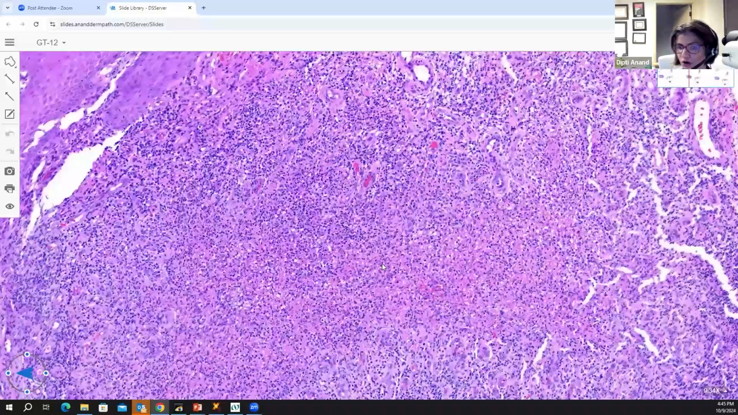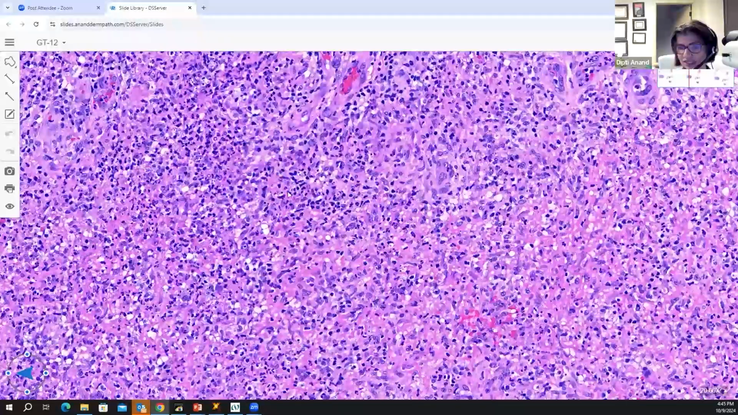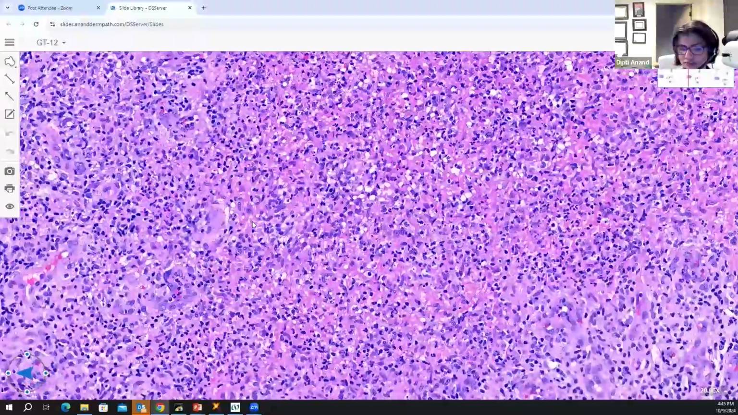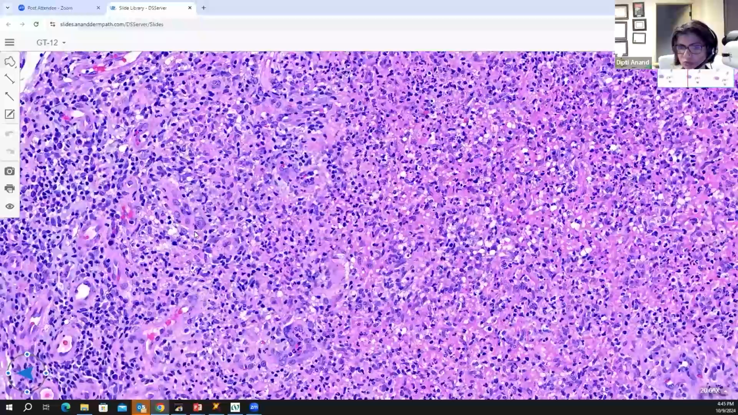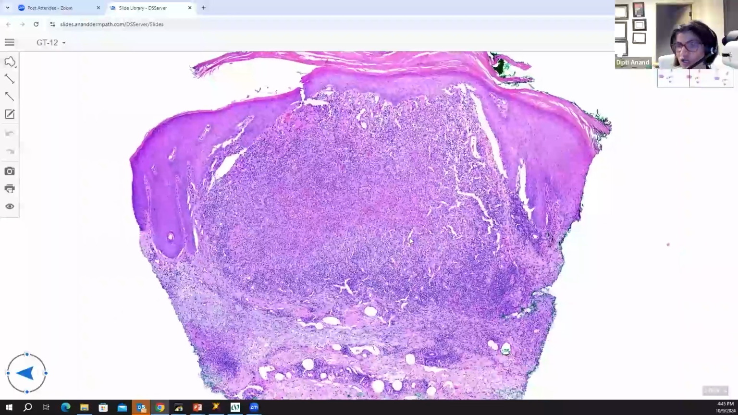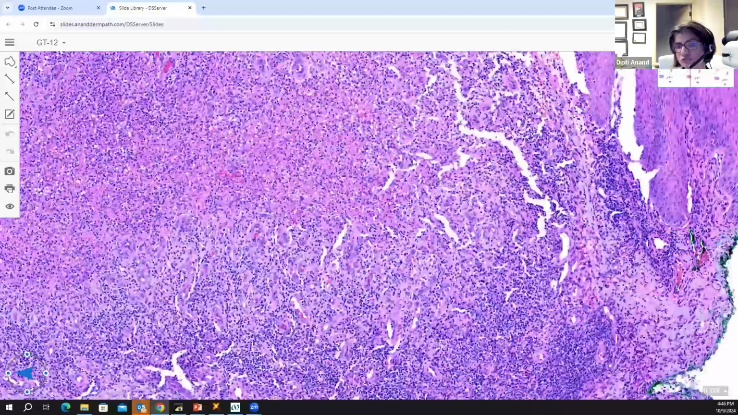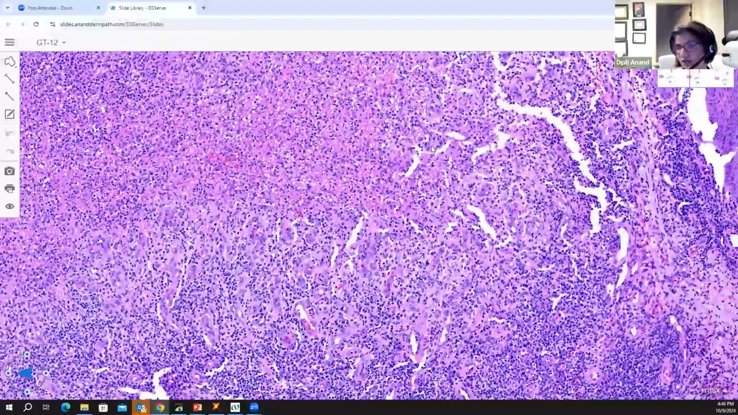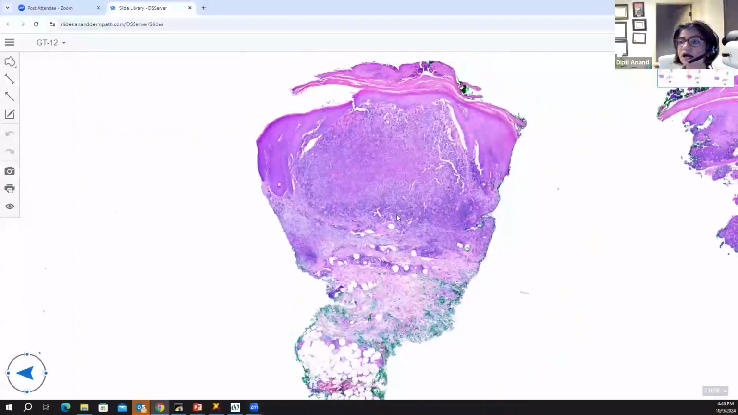When you go up on high power, you will see that they are easily neutrophils, lots of neutrophils. There is some background subtle necrosis, though the necrosis is not very obvious. And you also see these lymphocytes and these pink areas, which are your histiocytes. You will also see giant cells within the lesion. So that's a suppurative granuloma, which means it has neutrophils and it has granulomatous inflammation.